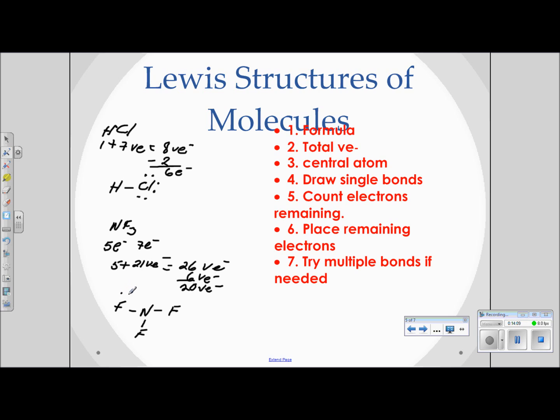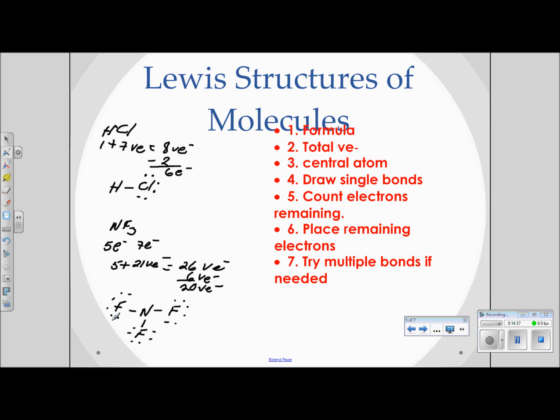I'm going to say 1, 2, 3, up to 18 electrons. And there are 2 electrons that I must still place. And we check, everybody has an octet.